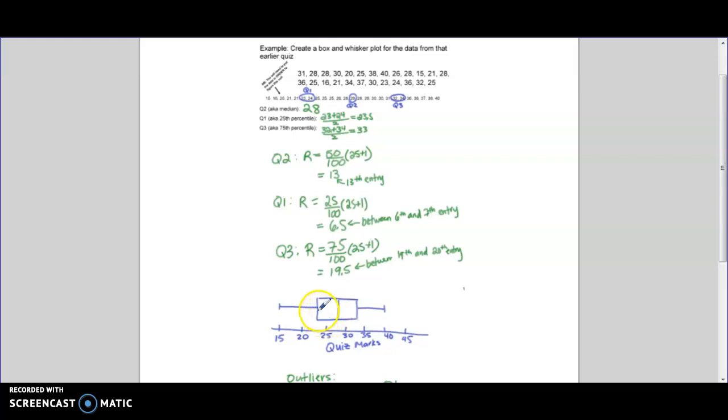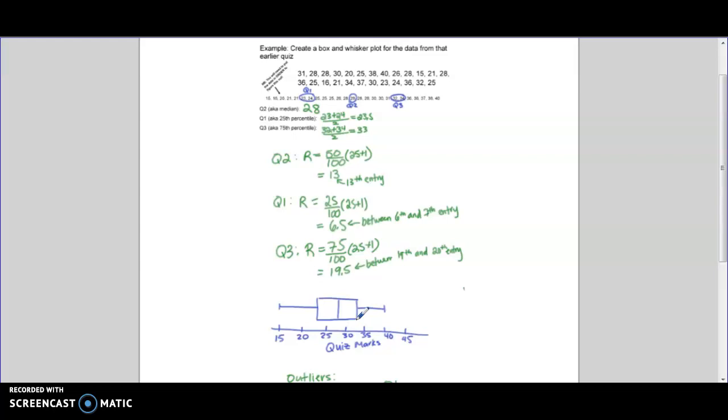The whisker part, I guess, or the last bit to do here is plot the lowest value, which is 15, and then from 15 we do a horizontal line connecting to the lower end of our rectangle. On the high end our highest value is 40, so we can draw a small vertical line or a dash, whatever you want to call it, at 40, and then join that with this horizontal line to the high end of our rectangle. So that would be our box and whisker plot.